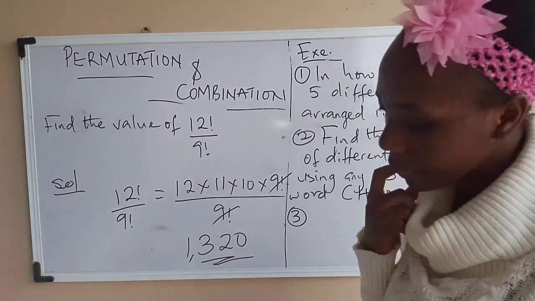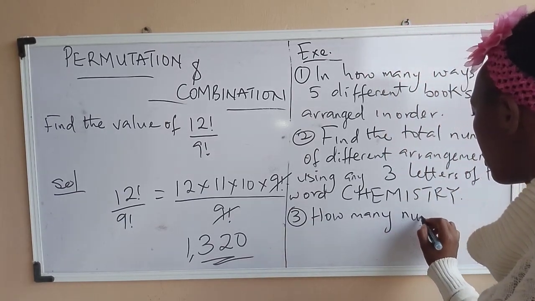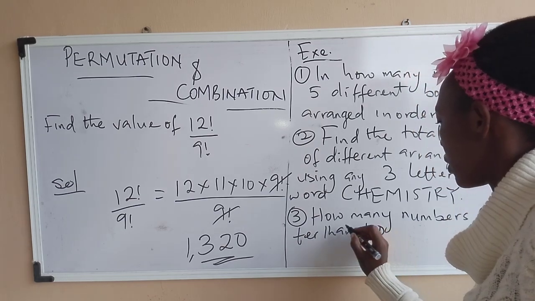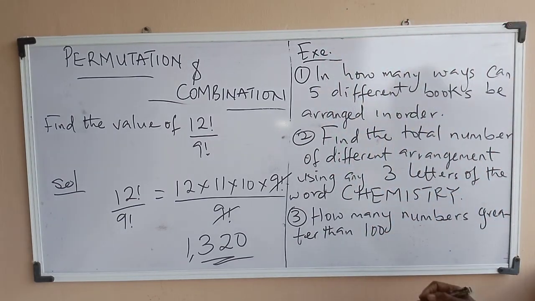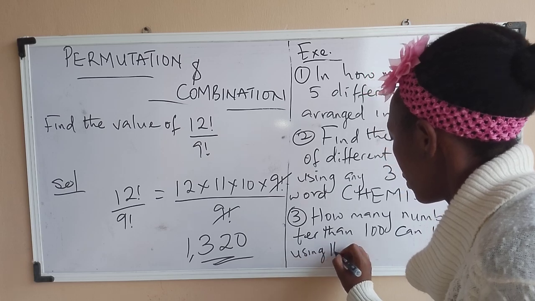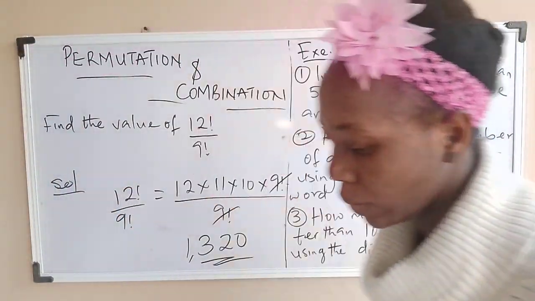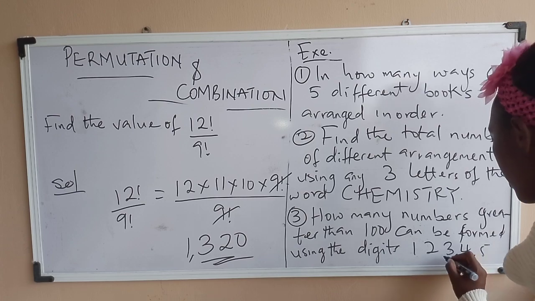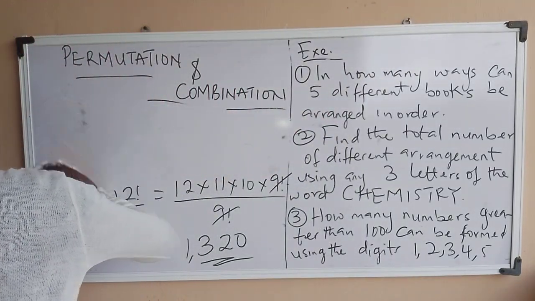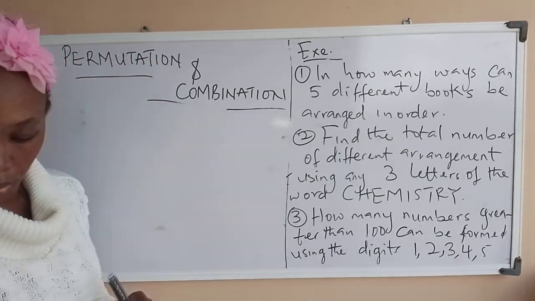Number 3, how many numbers greater than 100 can be formed using the digits 1, 2, 3, 4, 5?